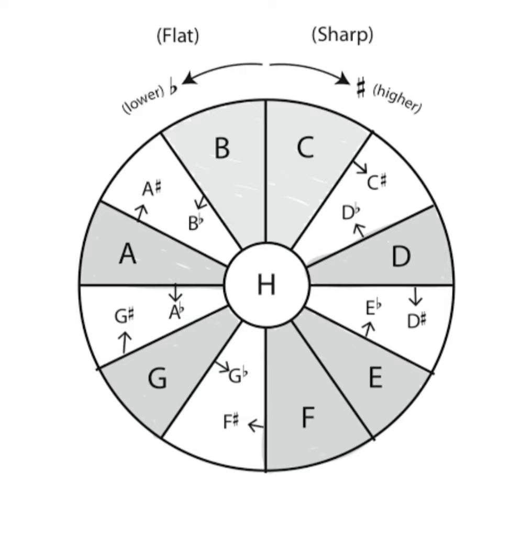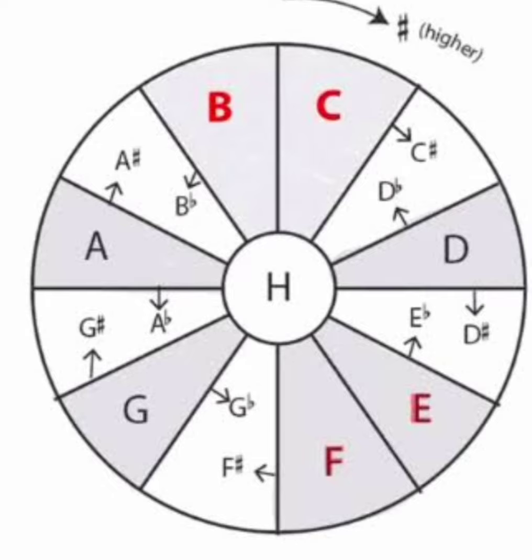An easy way to remember the 12 half step wheel is that there is a sharp above every note except B and E, and there is a flat below every note except F and C.